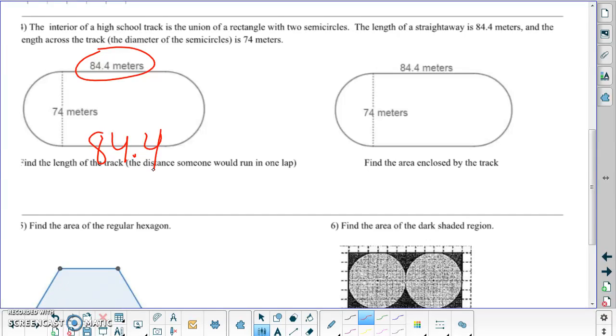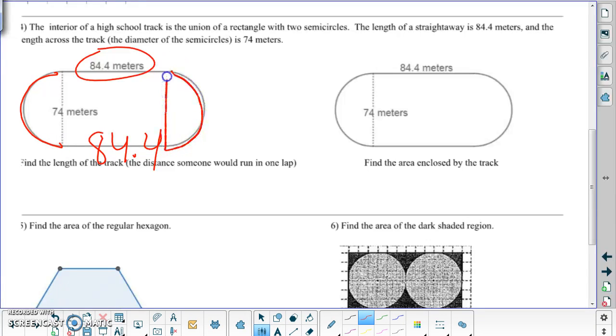So if you were running around the track and you wanted to figure out how far you ran, you would be finding the length, so the circumference and the perimeter. But if you wanted to paint the inside, or put turf on the inside, you would be finding the area. Okay, so let's start with the perimeter. This is the hard part, finding the rounded part of the track.